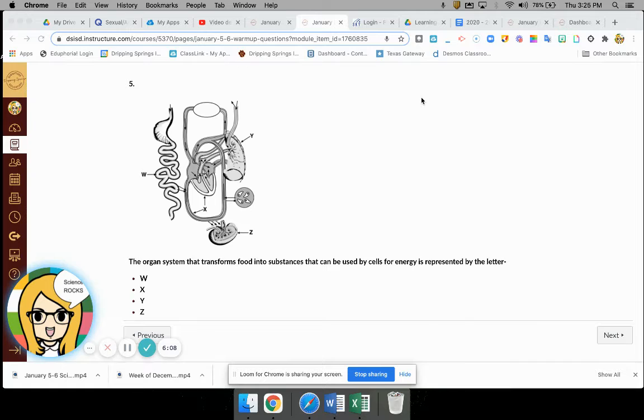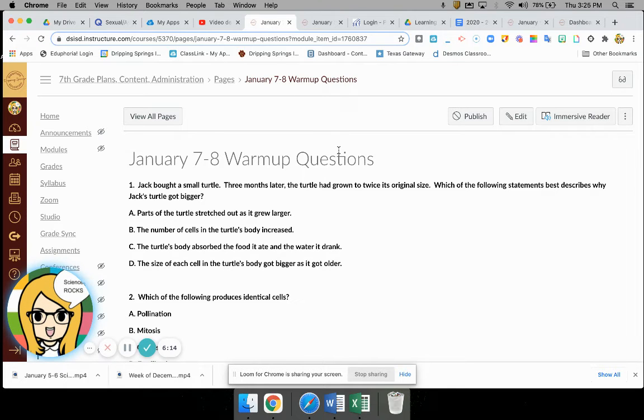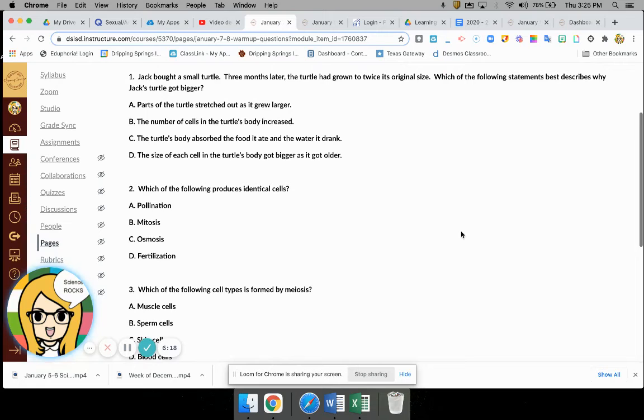All right, so there are the homework questions for Tuesday, Wednesday. And here are the warm-up questions that we had on Thursday, Friday. So number 1, Jack bought a small turtle. 3 months later, the turtle had grown to twice its original size. Which of the following statements best describes why the turtle got bigger?